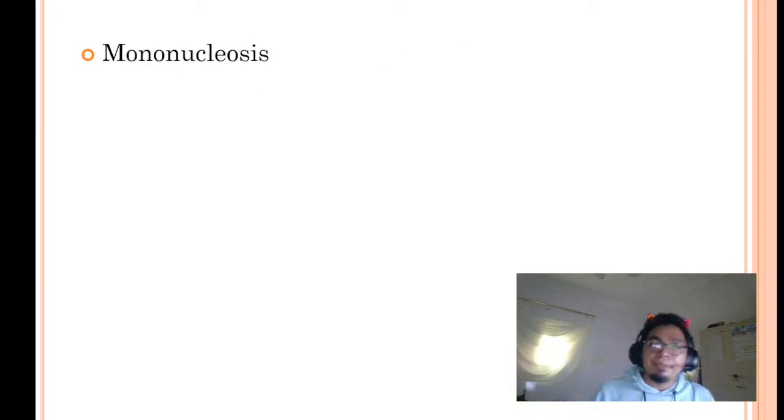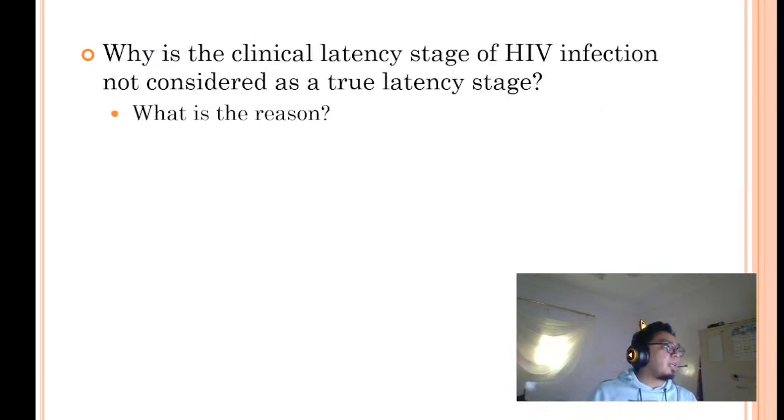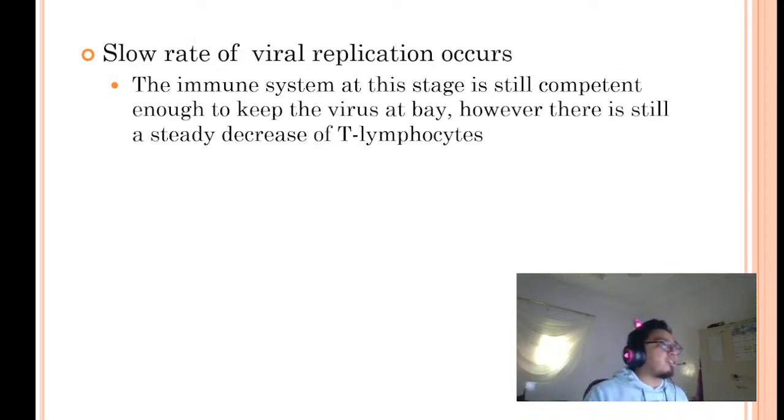All right. Okay. So what is the site of viral replication? Lymph nodes and macrophages. All right. Clinical latency of HIV infection is not considered a true latency stage because of the slow rate of viral replication. Because of the slow rate of viral replication, it's not actually a dormant stage. The virus is just replicating at a slower pace.